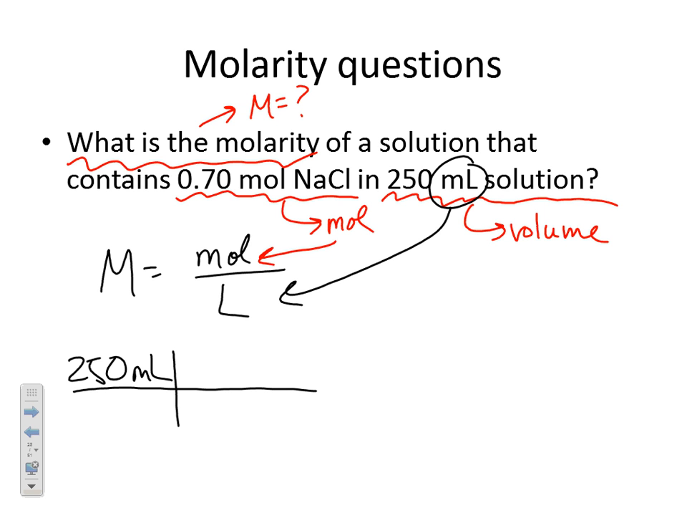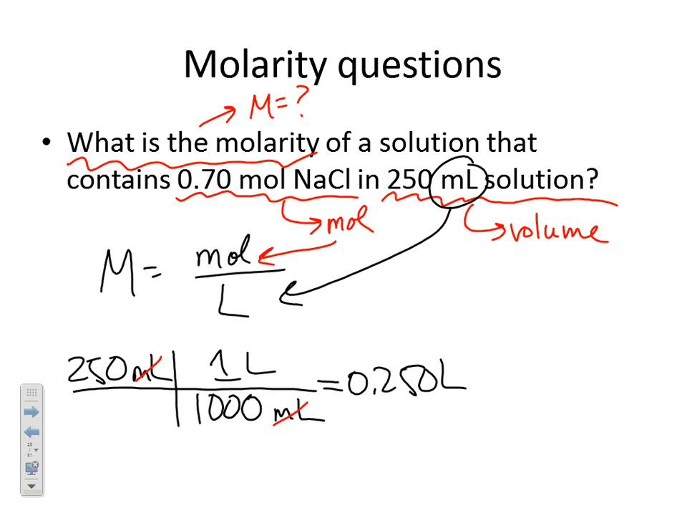So I want to convert milliliters to liters, which means I'm starting with the 250 mL in the top left-hand corner. There are 1,000 milliliters in 1 liter. So the milliliters will cancel out, and notice this is just dividing by 1,000. 250 milliliters divided by 1,000, I have 0.250 liters.